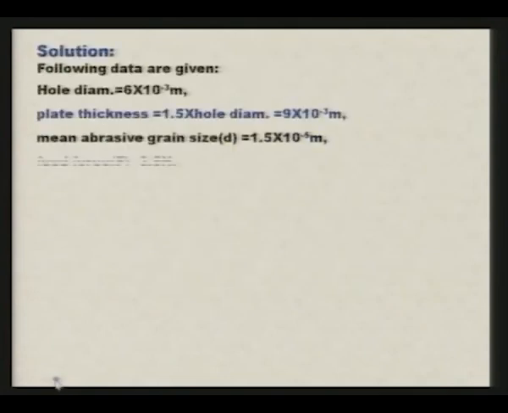Before solving this problem, let us see what the available data are. Hole diameter is equal to 6 into 10 raised to power minus 3 meter. All the data that are given have been converted to meter. So you can see here plate thickness is equal to 1.5 into hole diameter, which comes out to be 9 into 10 raised to power minus 3 meter. Mean abrasive grain size, it should be grit, not grain. Mean abrasive grit size is equal to 1.5 into 10 raised to power minus 5 meter. Feed force is equal to 3.5 Newton.